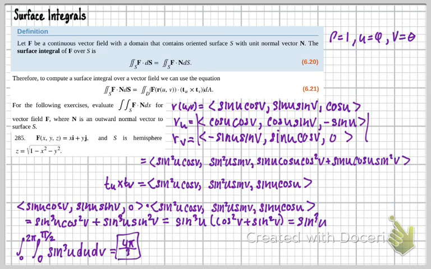So again, the biggest part is finding the r(u,v). We're getting better at just the cross product, r_u cross r_v. Hopefully that's getting easier for you guys. Well, there's our answer.